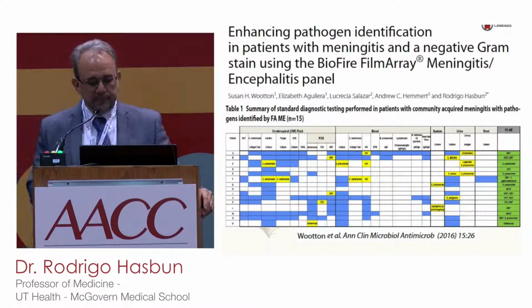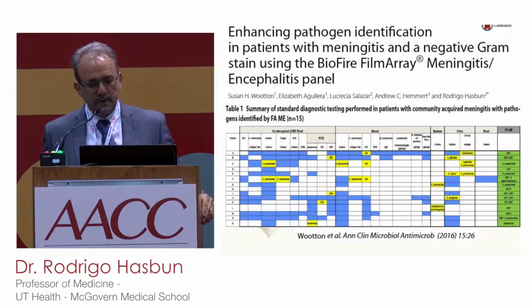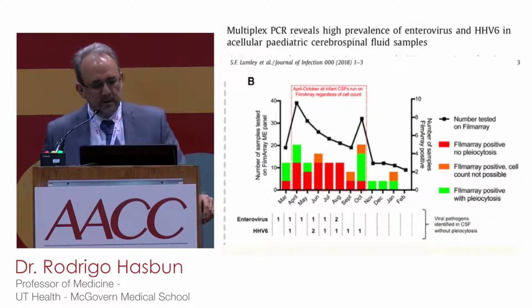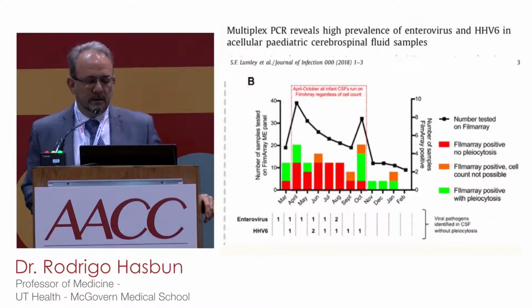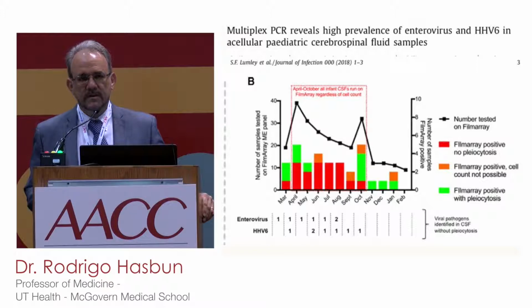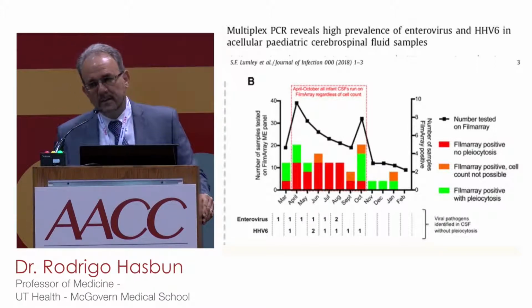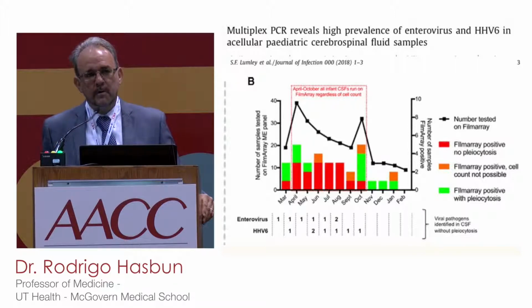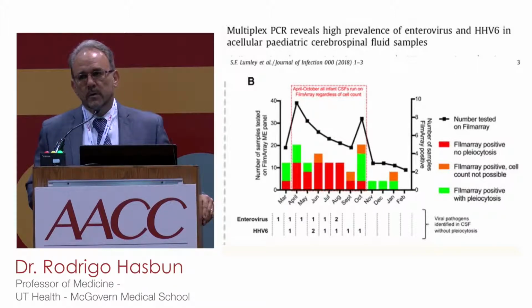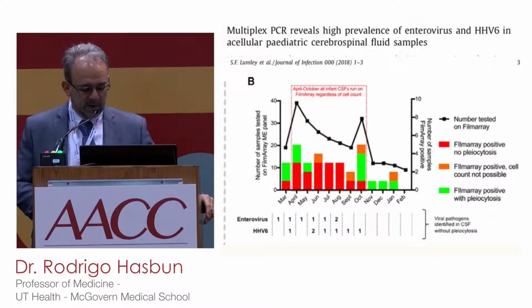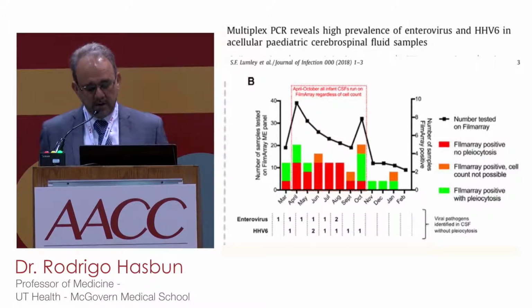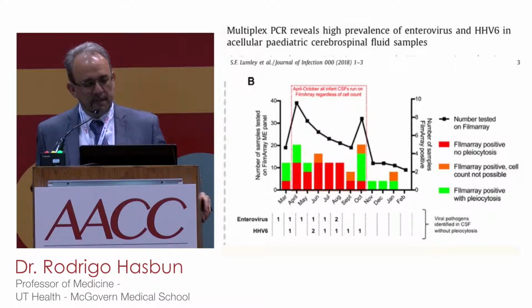And obviously with this technology we picked up a lot of etiologies because they were not being checked for in that study. This is a recent study published in Pediatrics, just looking at enterovirus and HSV6 in infants, and you can see that it can also detect positive cases in those without pleocytosis. And it's been well known that in enterovirus, you can have no pleocytosis and still have positive PCR, especially in young infants. And the FilmArray is also doing that. It's picking up enterovirus in those without pleocytosis.